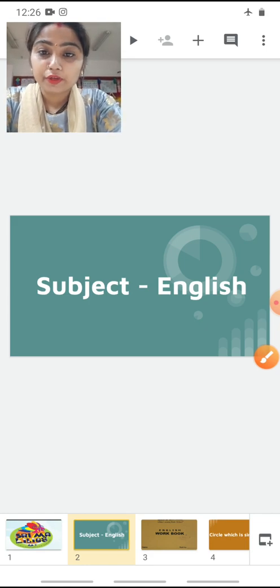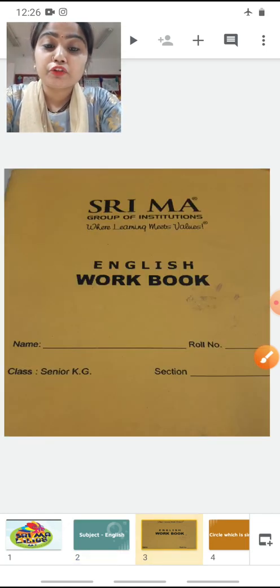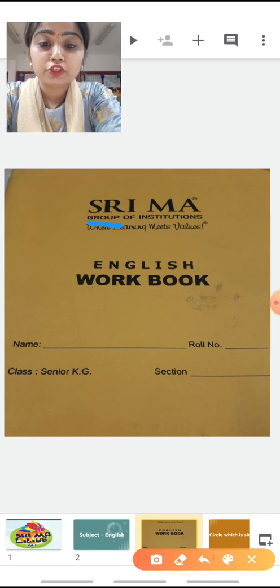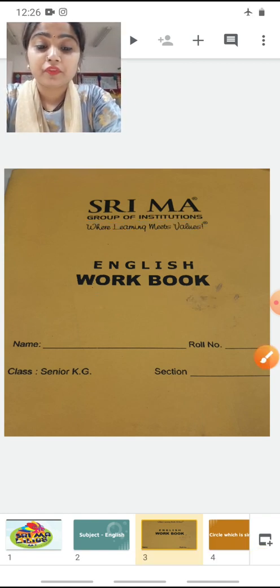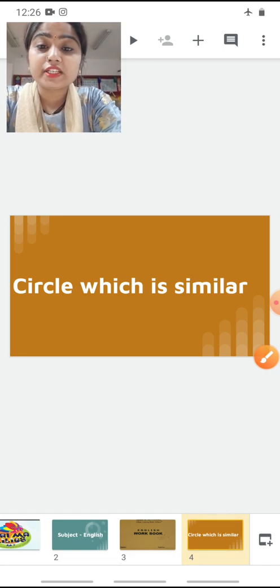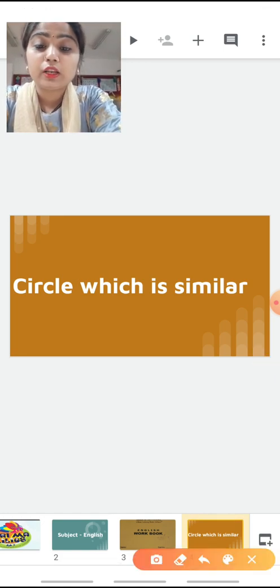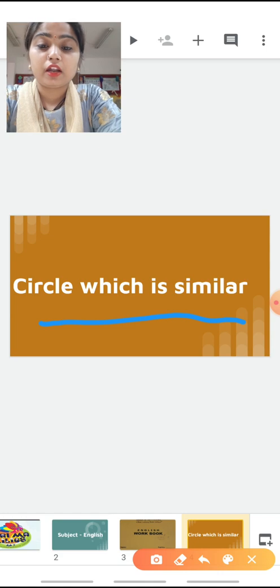Today, again we are going to do an exercise in our Shrima English workbook. Previously, what have we done? We have done mark which is different. And today in the Shrima English workbook, which exercise are we going to do? We are going to do circle which is similar. Now in circle which is similar, what do you have to do?